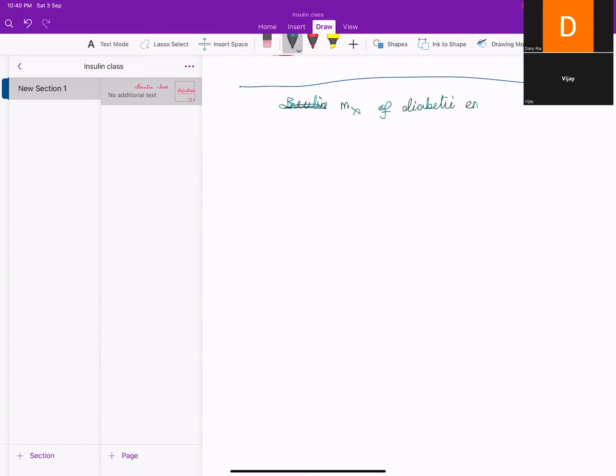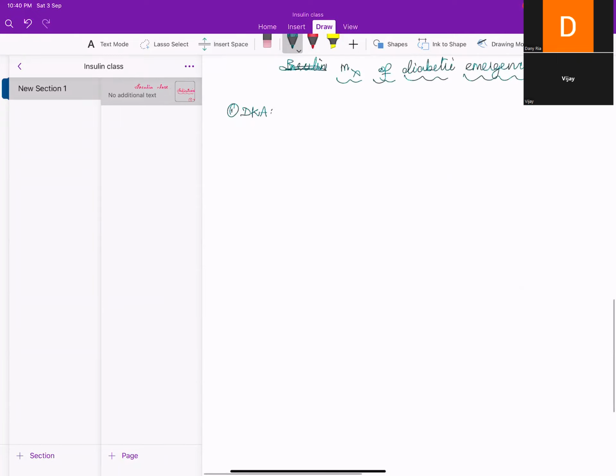What are diabetic emergencies? DKA, diabetic ketoacidosis, hyperglycemic hyperosmotic state, HHS, and hypoglycemia. These are the 3 diabetic emergencies. Hypoglycemia is not the discussion today.